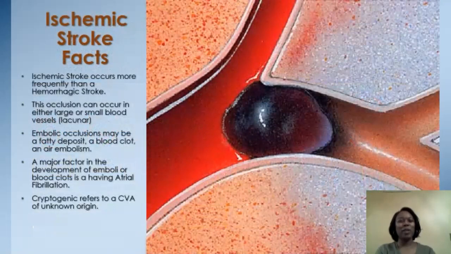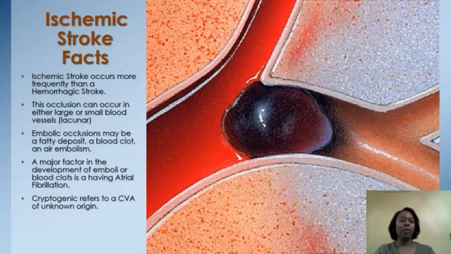Let's talk about some fun facts concerning ischemic strokes. Ischemic strokes occur more frequently than hemorrhagic strokes. This is something that we really should hone in on, as well as the fact that the occlusion of a large or small vessel in the brain can cause an ischemic stroke. Embolic occlusions can be caused by fat, a blood clot, or an air embolism, which sometimes, if the nurse does not prime the IV tubing, we can introduce air into the circulatory system, producing an air embolism.